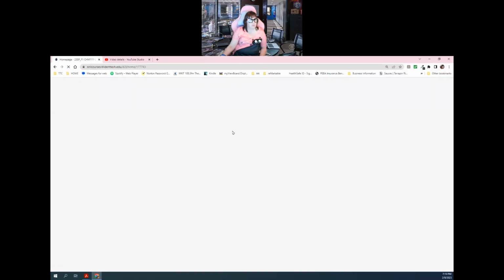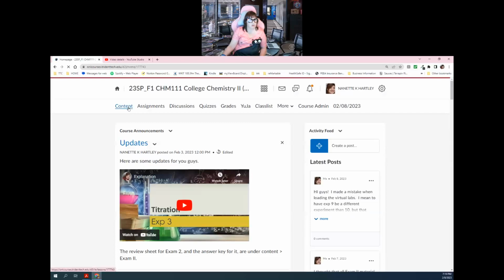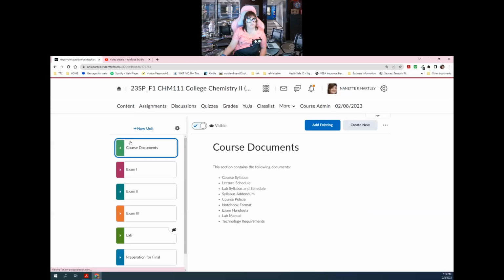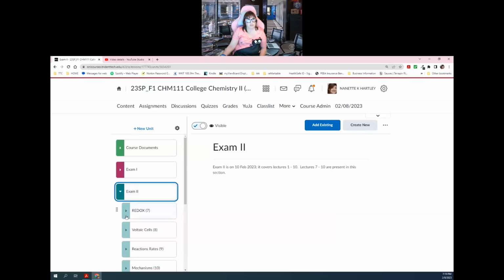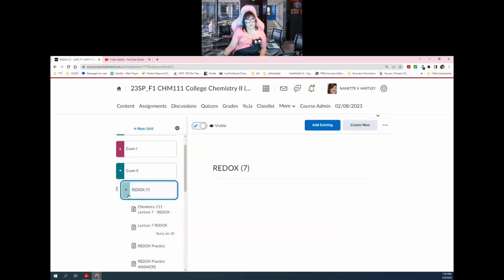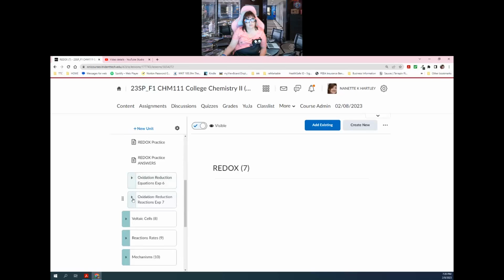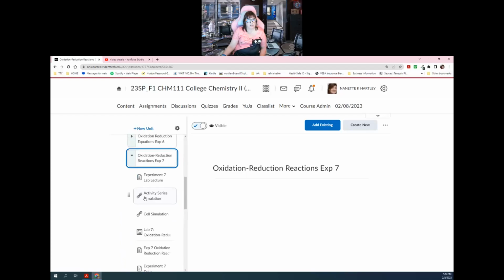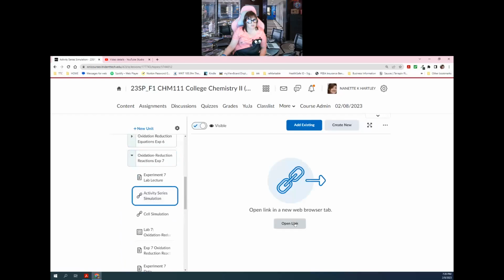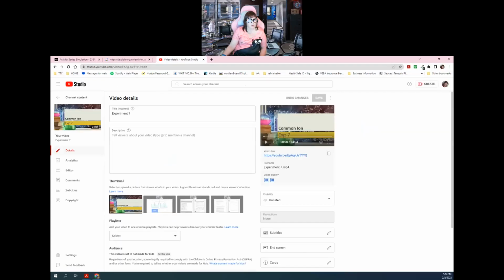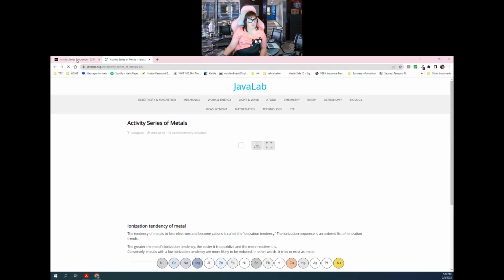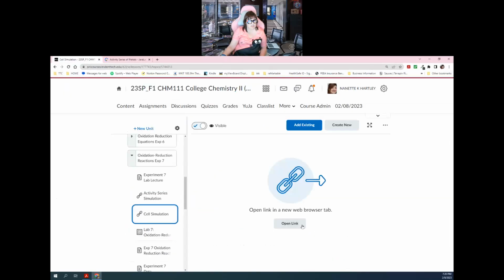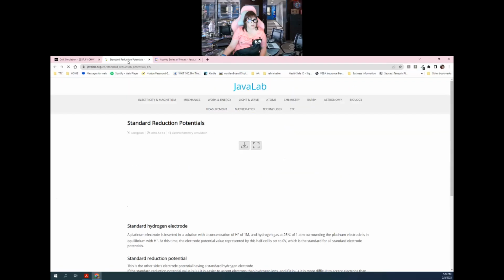So in the 111 shell, we go under content and then exam 2. And we are in redox. And then we're in the oxidation reduction reactions, which is experiment 7. Within experiment 7, you'll see the activity series simulation, which will open in a new window. And then you'll see the cell simulation, which will open in a new window. And both of these are going to be required to look at what you've been asked to look at.